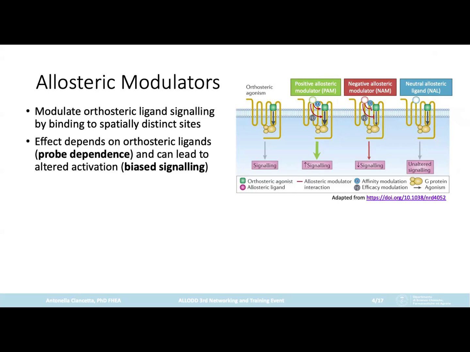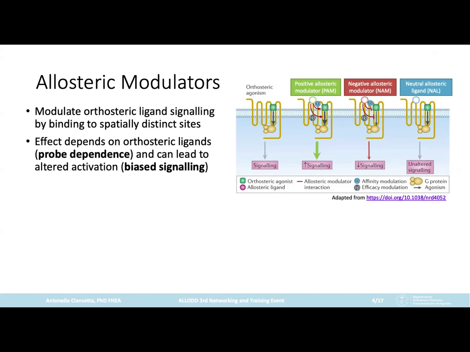And this obviously complicates translating what we see in the in vitro experiments to what happens in vivo, because we tend to use synthetic agonists in the experiments, which are more chemically stable with respect to the endogenous agonists, which are instead present when we administer the compound in vivo.